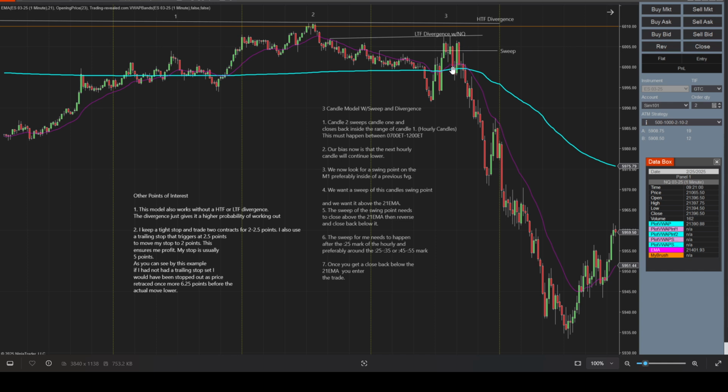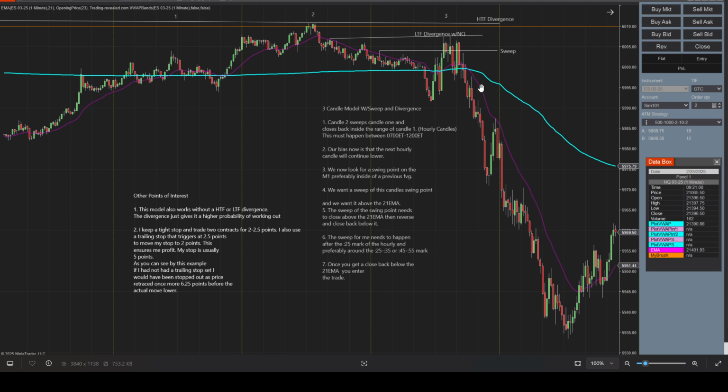Once we get that sweep and a divergence, we're waiting for that candle to close back below the 21 EMA. So I want the sweep to be above the 21 EMA if I'm going short, and I want it to close above the 21 EMA. Then I want it to reverse, close below the EMA, and that's where you would enter the trade. This one runs back 6.25 points, but I'm going to talk about that in a minute. I just want to make sure we've got this part of it.